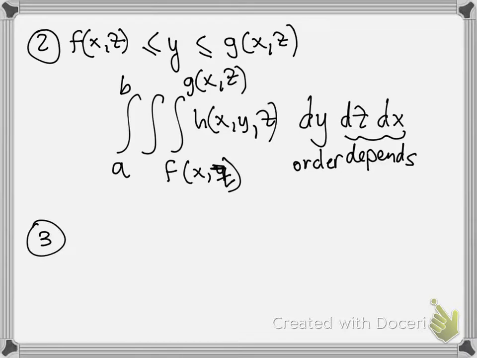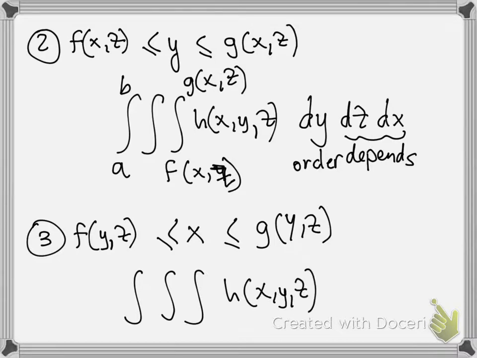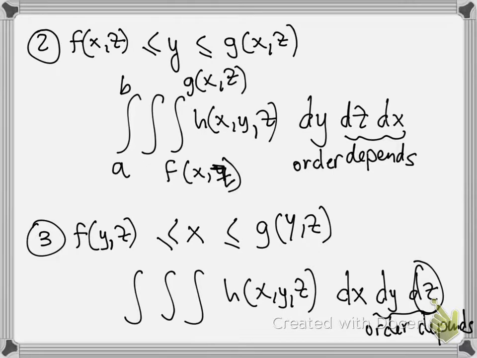And the third case is when you have x between functions of y and z, f of y z and g of y z. Again, the same thing: the first integral should be with respect to x. Then the order depends on whether your y or your z is between two constants. If your z is between two constants, the last integral should be with respect to z. If your y is between two constants, then your last integral should be with respect to y.